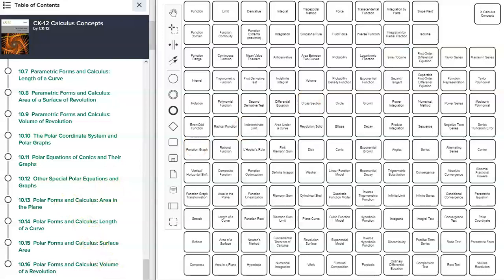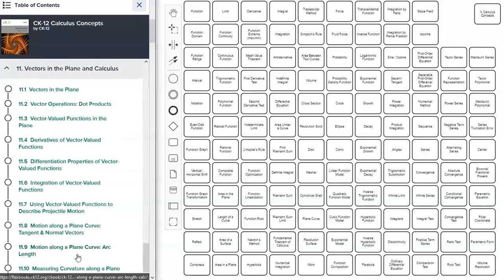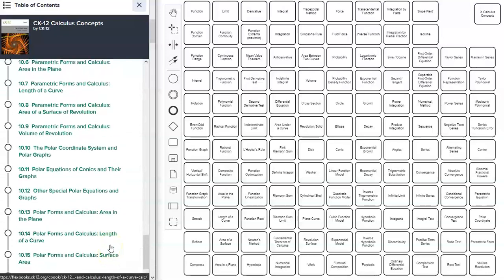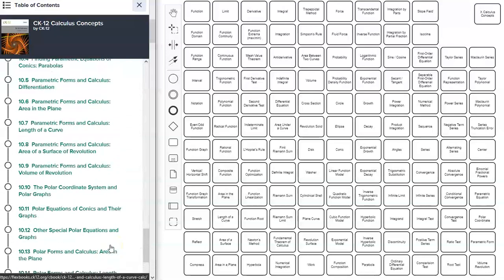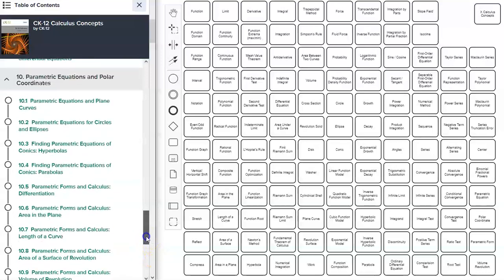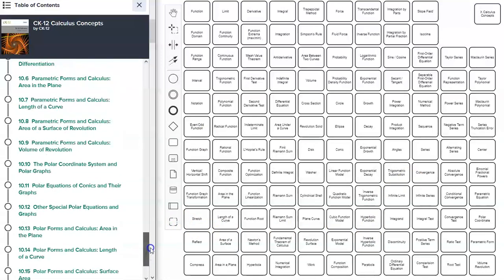Okay. Now this author actually has another topic called the vectors in the plane of calculus. There's a bunch here, so what we can do is we can make a part 3, and I'll summarize the parametric and polar topics and then add the vectors in the plane.